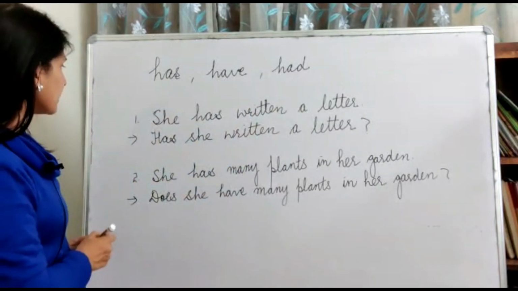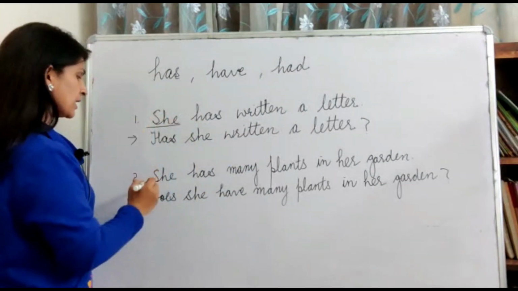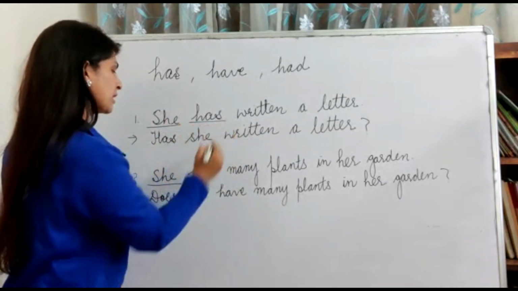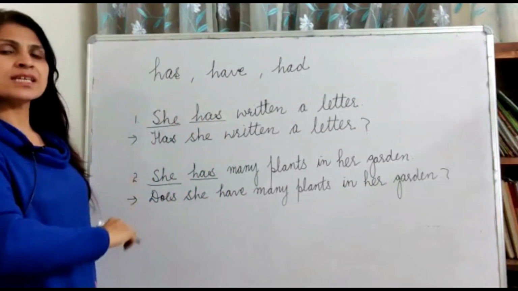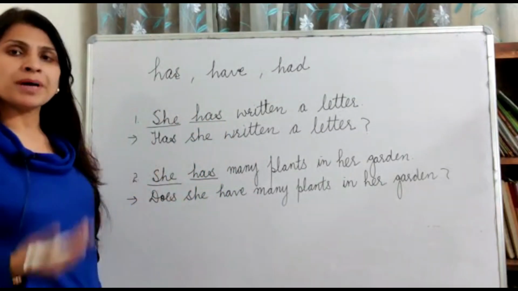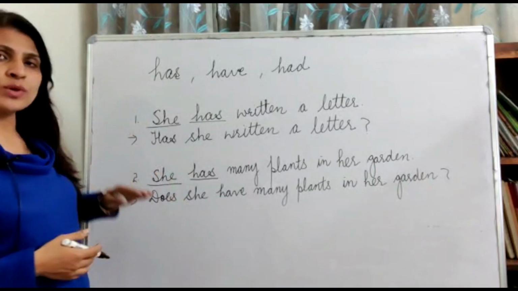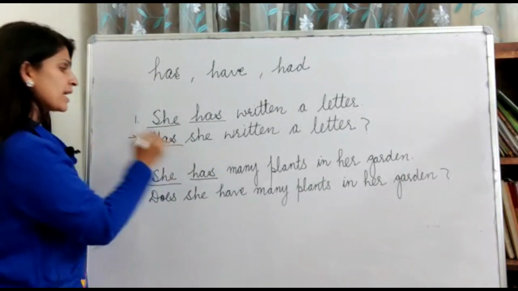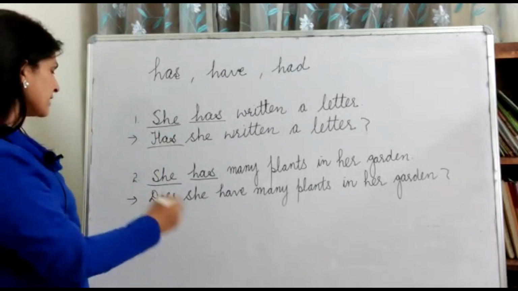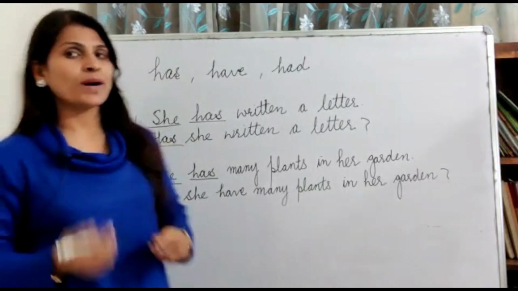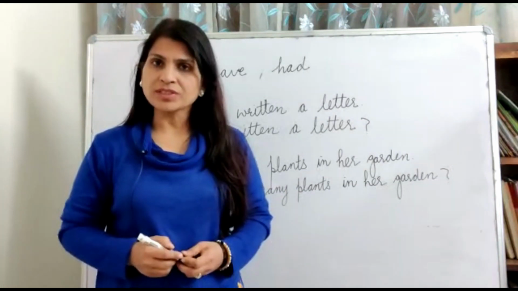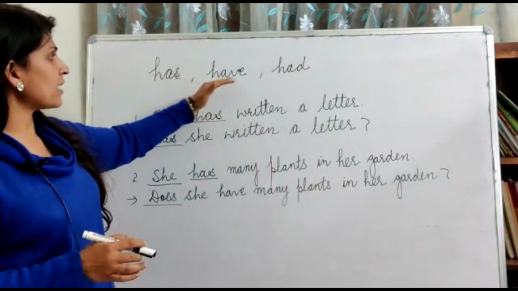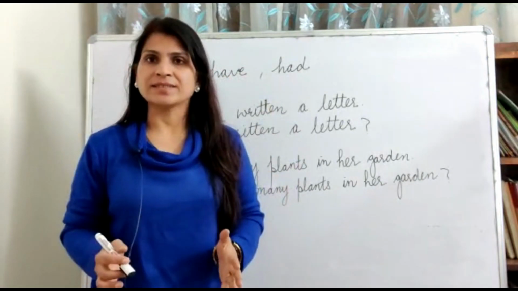You can see that the subject she is the same in both the sentences, and the verb is also the same. It is has in the first sentence and has in the second sentence. But when we have written the interrogative sentences, the first interrogative sentence starts with has and the second interrogative sentence starts with does. Why is this difference? To know this difference, we should first learn the use of has, have and had in a sentence.